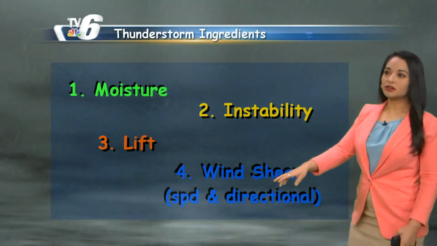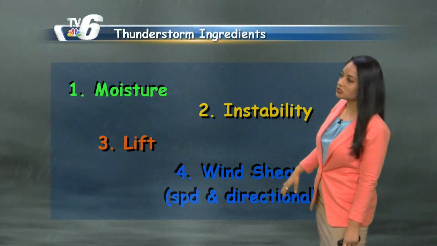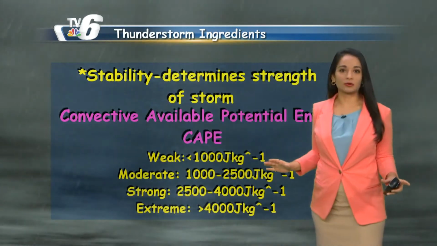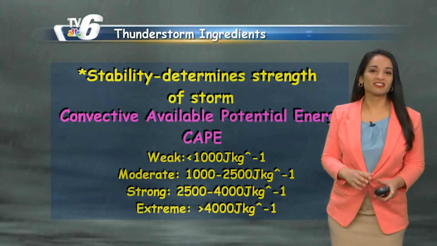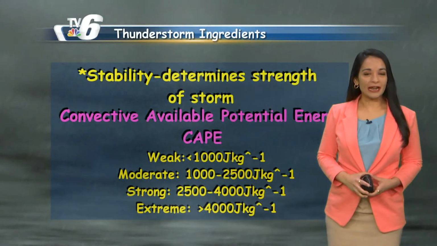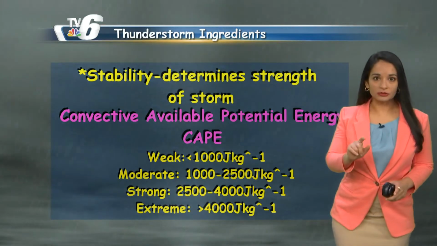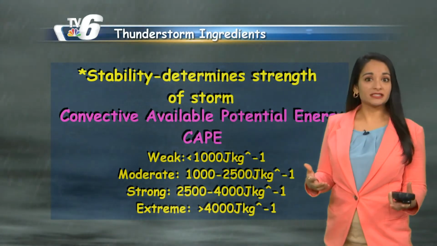Okay, and then there's wind shear. You need speed and directional wind shear. All of those parameters, you need all of those ingredients in place to trigger thunderstorms. Now let's dive a little bit deeper into a few of those ingredients, like instability.